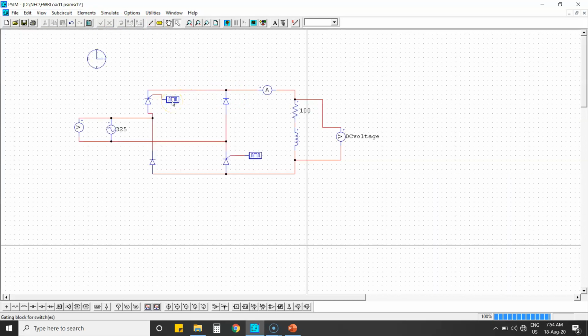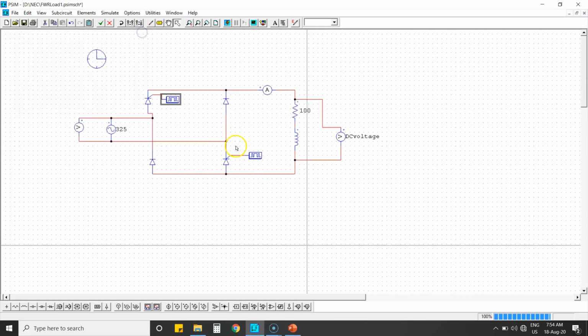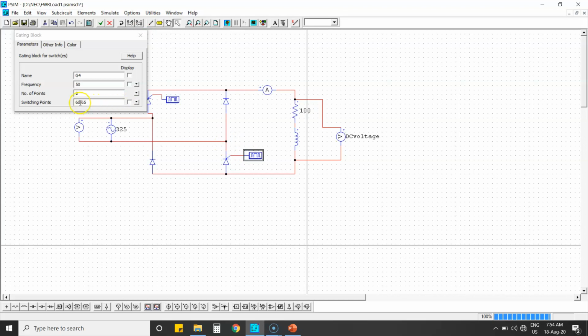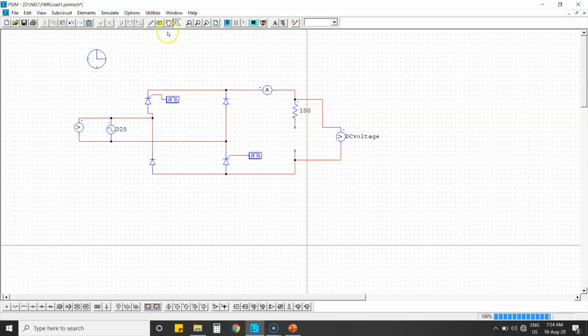Okay, so now we need to change the switching pulse for these two thyristors. Before, for the full converter, the firing pulses for this one and this one were both the same. Now we have to change that. So let us take this as 60, and here it should be 60 plus 180, that is 240. So first we will take R load alone, then we go for L load.